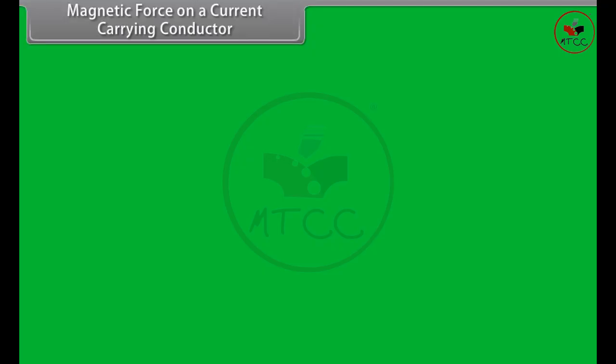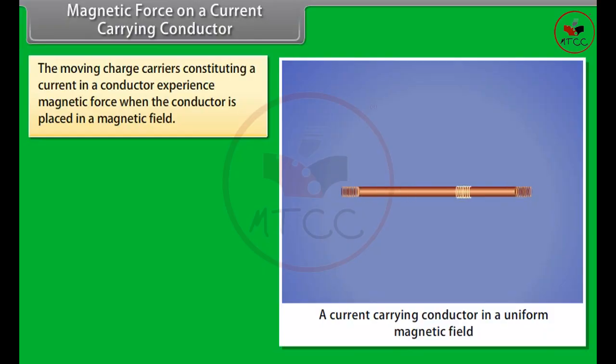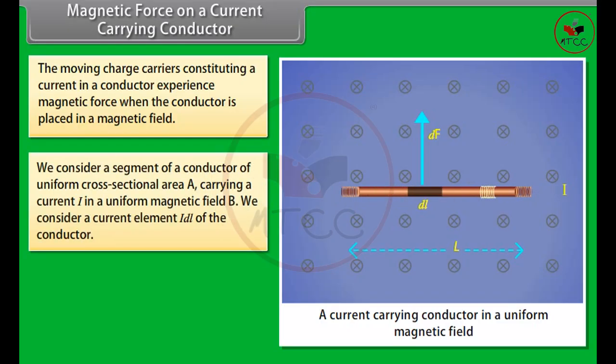Magnetic force on a current-carrying conductor. The moving charge carriers constituting a current in a conductor experience magnetic force when the conductor is placed in a magnetic field. We consider a segment of a conductor of uniform cross-sectional area A carrying a current I in a uniform magnetic field B. We consider a current element I dl of the conductor.